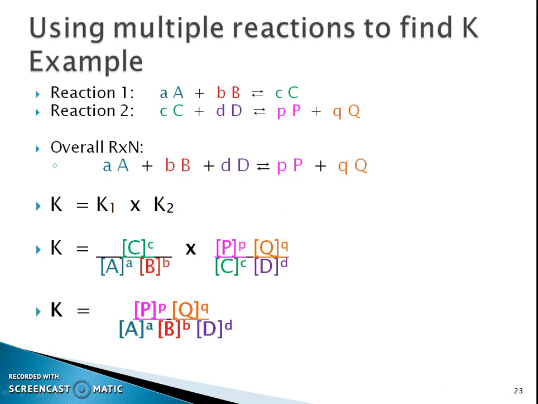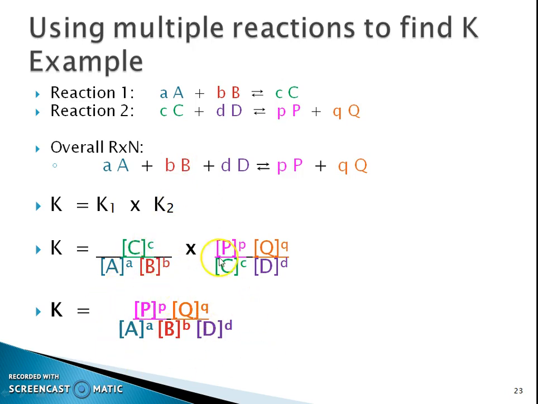So here again is another example of multiplying reactions. So here we have reaction 1, reaction 2. Here's our overall reaction. So we would actually take those 2 K values of the individual reactions and multiply them. Again, the setup's the same: products over reactants, and our coefficients are our exponents.